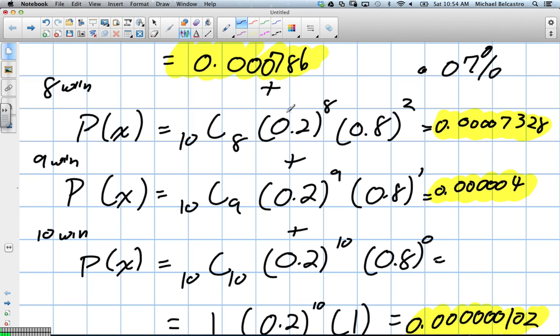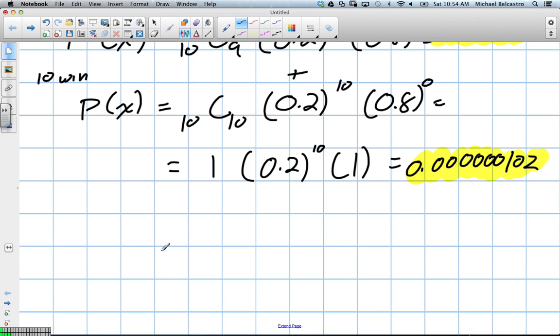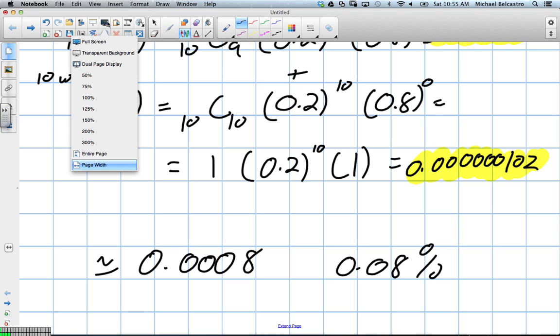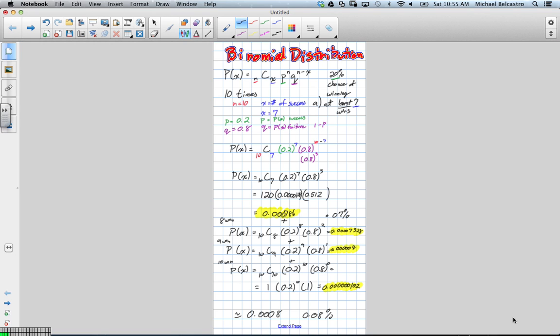So, in the end, you have 4 zeros and then an 8, right? So it was approximately 0.0008. So you have a 0.08% chance of winning 7 or more times in this lotto, which makes sense. It's really rare. You only have a 20% chance of actually winning in this case.